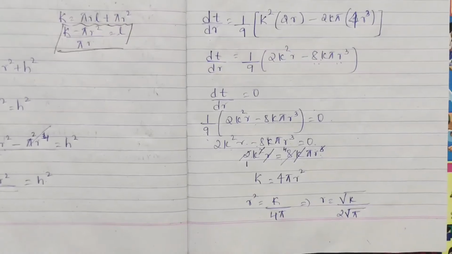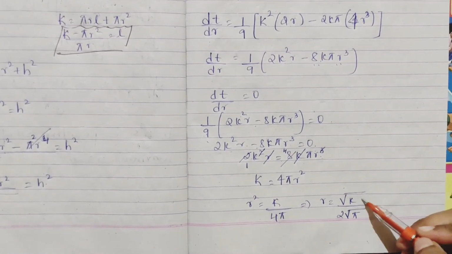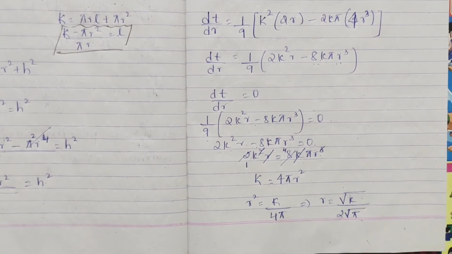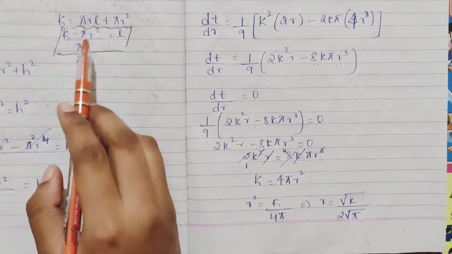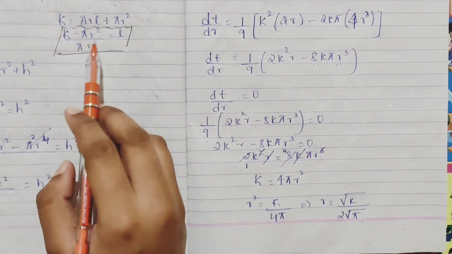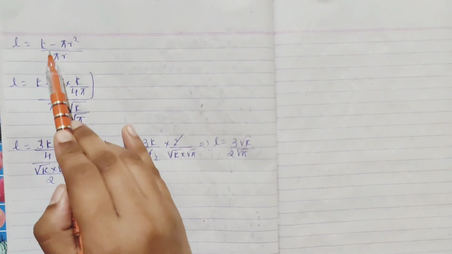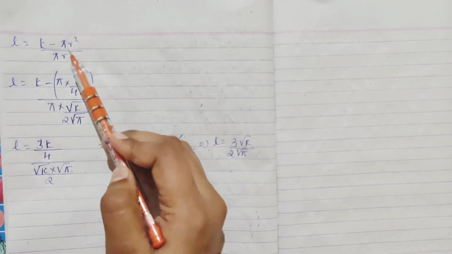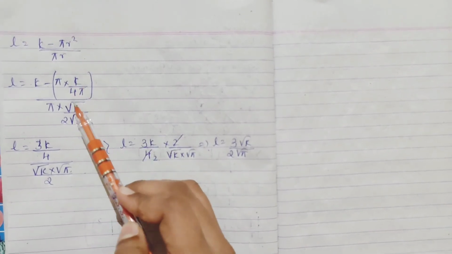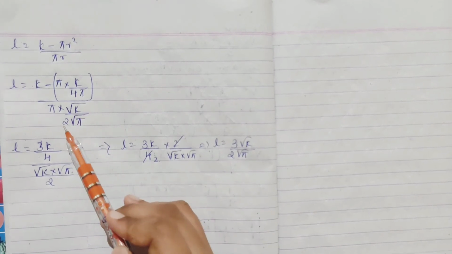So to find your θ we have to put your r and k value. See, r is in the form of k terms, right? So l also we will get in the same terms. l we have got here already, right? (k − πr²) by πr. So we'll substitute our r value. So what you have got, l is equal to (k − πr²) whole divided by πr. k minus, keep your π as it is, substitute your r² value, it is k by 4π, whole divided by π into r value, which is root k by 2 root π.